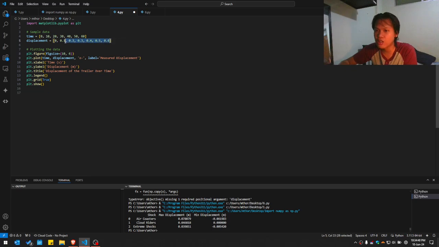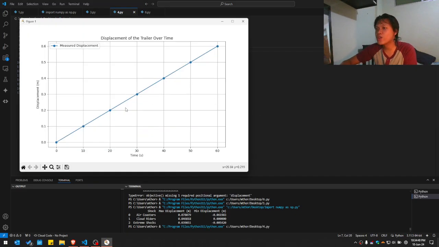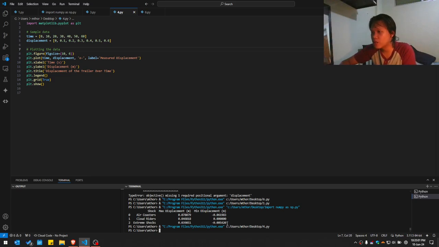and it is already installed too. So we have the time and we have the displacement. And let's run the code. And we have this plot, which has the displacement keep rising according to the time. And we also have this table, which has air coasters, cloud riders, and extreme shocks, and it has its max displacements and its minimum displacements.